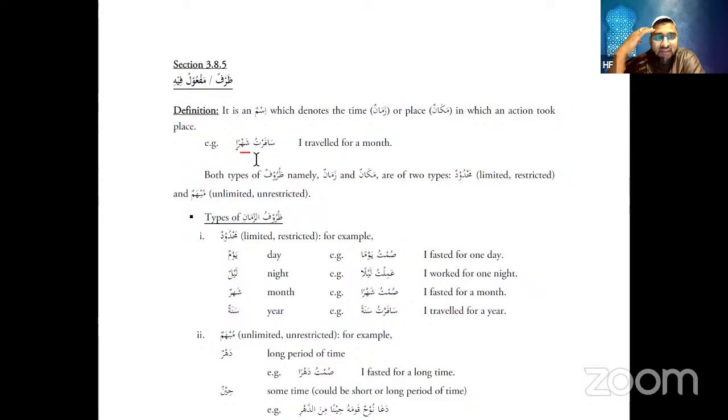Agha, let's read the definition and go through this, please. Dharf means adverb, or maf'ul fihi. Maf'ul fihi means that in it, meaning time and space. That's what it means by fihi, where the action is taking place. Because whenever you do an action, you cannot do it without having time and space. We are human beings. We require time and space to do action itself.